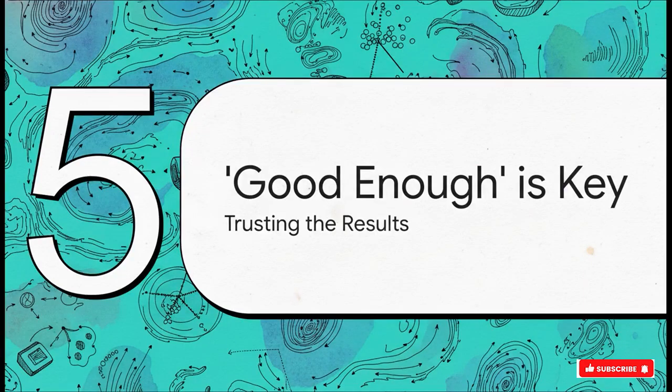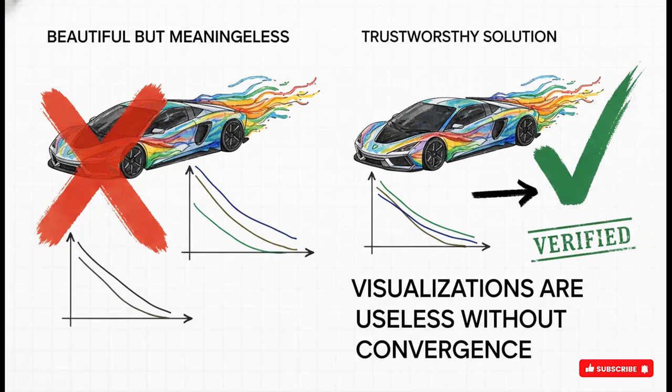So let's zoom out for a second. Why does all this technical talk about residuals and convergence really matter in the big picture? It's all about one thing. And that one thing is trust. A converged solution is a trustworthy solution, period. Watching the residuals is how an engineer confirms the solver did its job right. Without checking these plots, all those beautiful, colorful images of airflow could be completely meaningless fiction.